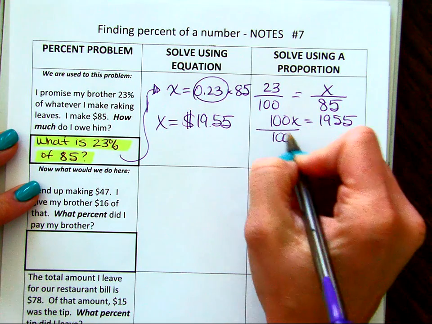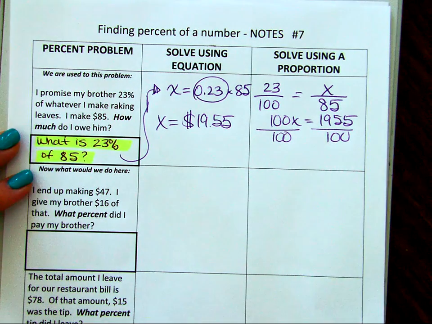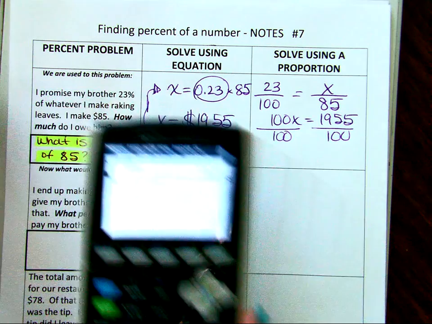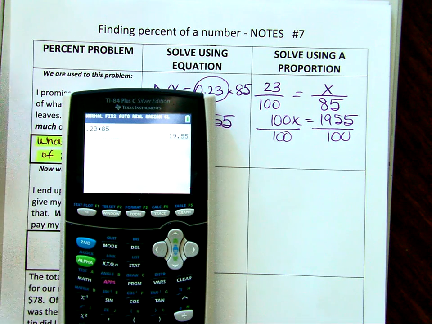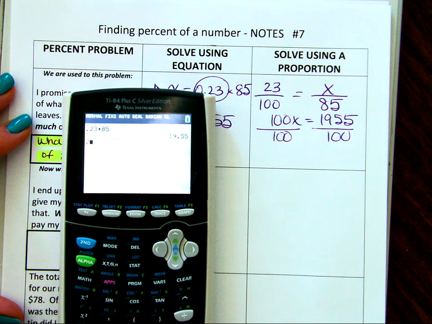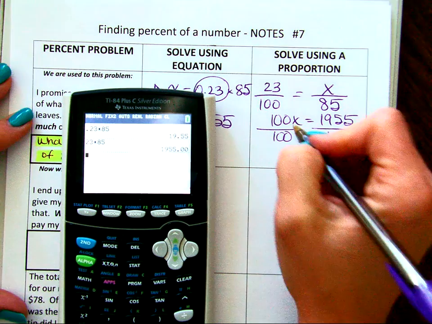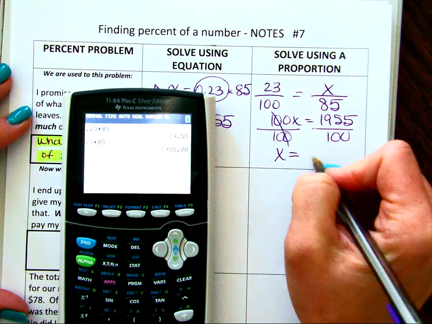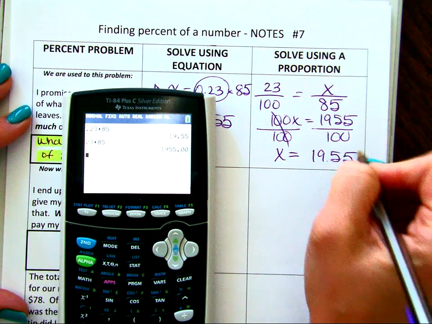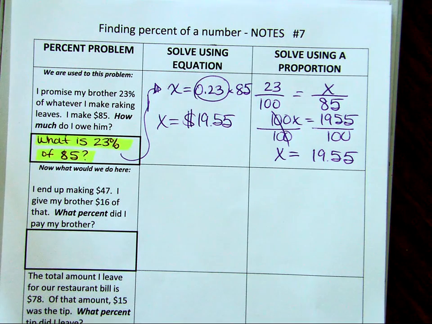But technically what you should do, because what if you messed up on the calculator here? Do you ever punch a number that you think you did, but it was the one next to it or something? Your answer's off. So technically, I should go ahead and do 23 times 85 just to make sure. And when you divide by 100, you don't need the calculator for that. Move it over 2, and your answers should match. Okay, that was yesterday. Just a refresher.